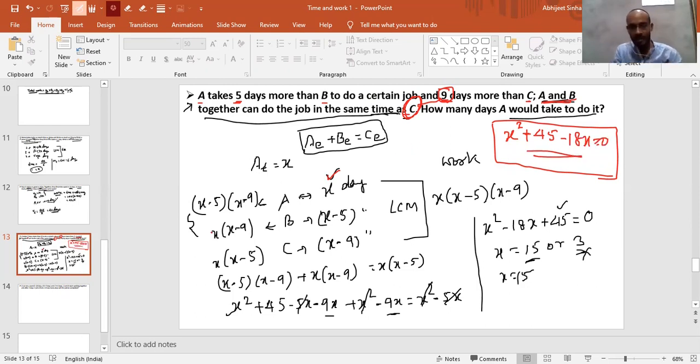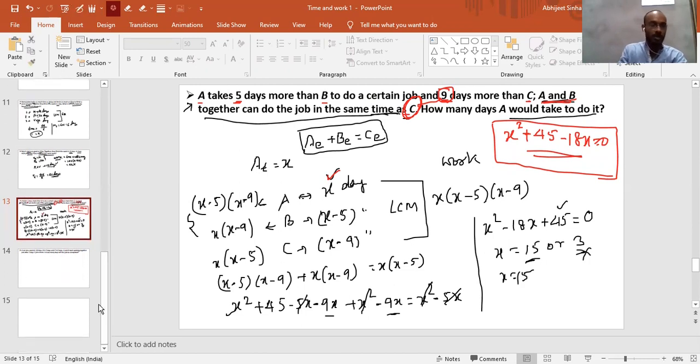There is one more such question that I don't know whether I have taken this or not, but if I have not taken it, definitely I will take that question in the next class, right? So the answer here is 15. The question was to calculate the time of A, and what we got here is 15 days. Now moving to the next question.